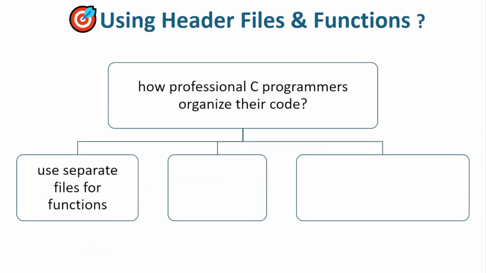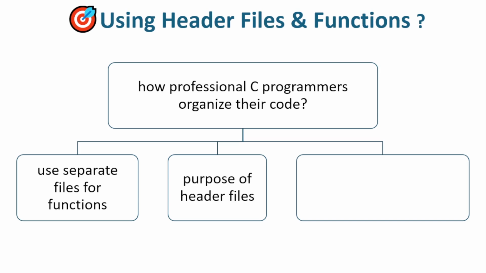Number one, why we use separate files for functions in larger projects. In larger projects, keeping all the code in a single file becomes messy and hard to manage. By organizing functions into separate .c files and using header files to declare them, we improve readability, reusability, and teamwork. Each file can focus on one task or one module, like math operations, input output handling, or communication protocols, making the code easier to maintain and debug. It also allows multiple developers to work on different parts of the project at the same time without conflicts.